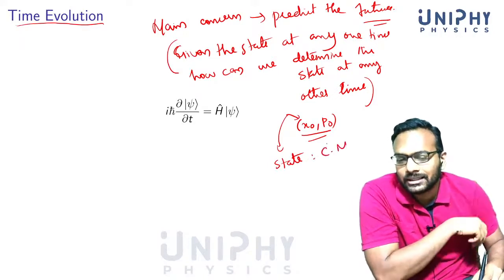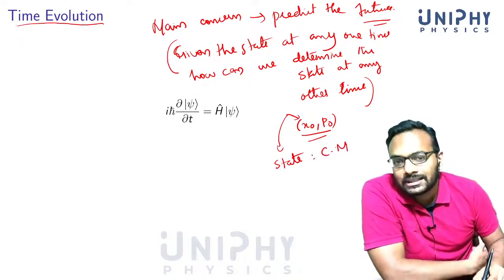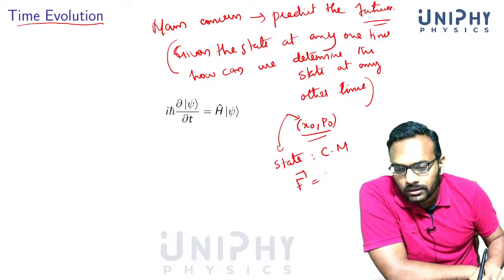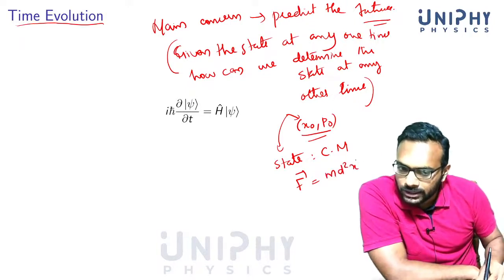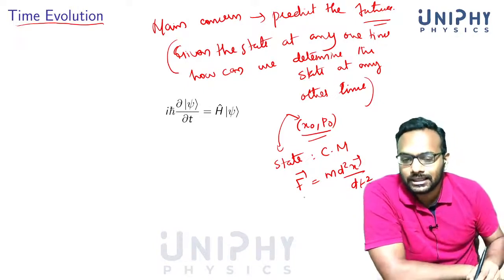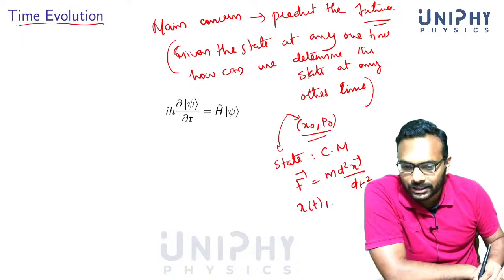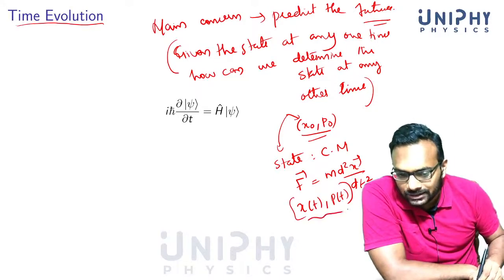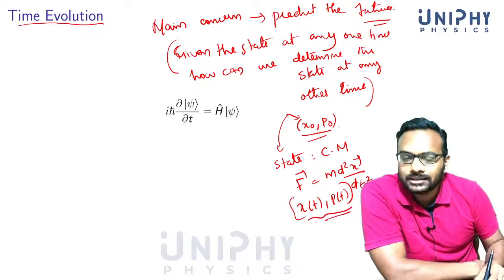Let's say this is the state in classical mechanics. How do you find the state at any other time? You just use the equation F is equal to m d square x by dt square. Integrate it twice and use the integration constants, and you will get the state at any other time. Or you can simply get x of t and p of t. This is the state at any time given x0 and p0.